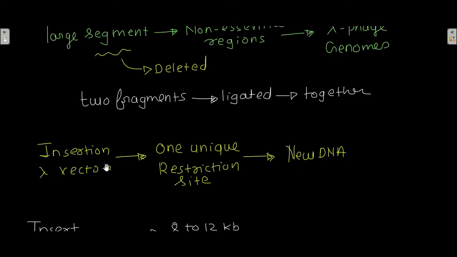This lambda phage genome contains at least one unique restriction site for the insertion of new DNA. Then you cut that genome and add the new DNA, and that is how you incorporate new DNA into this insertion lambda vector.